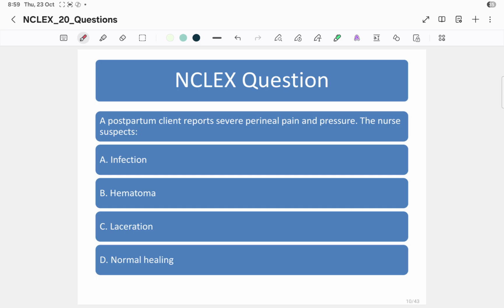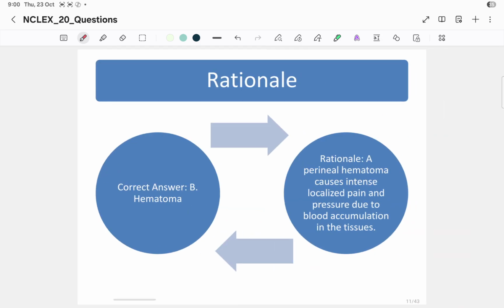So when the patient reports severe perineal pain and pressure, the nurse suspects what? Hematoma, due to accumulation of blood in the tissues. Rationale: A perineal hematoma causes intense localized pain and pressure due to blood accumulation in the tissues.